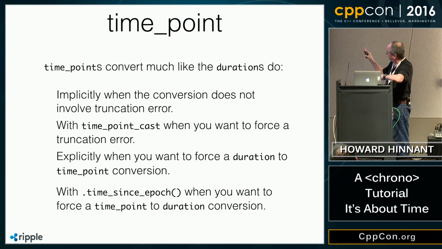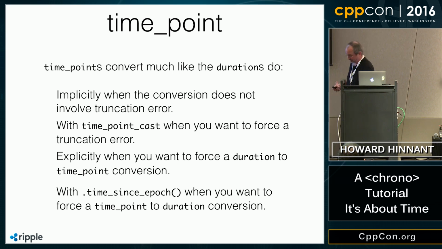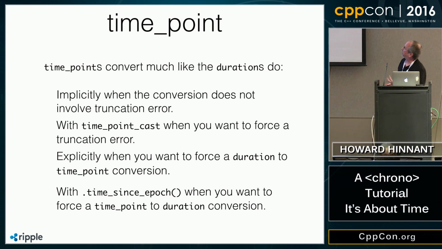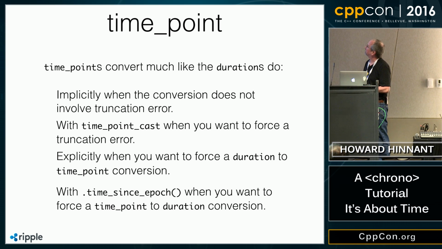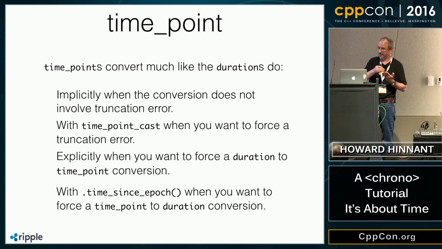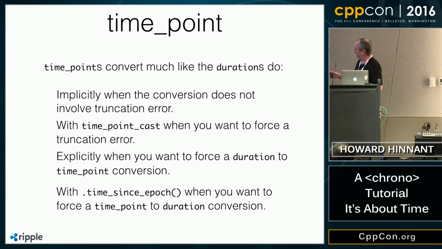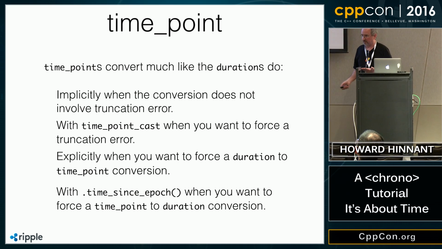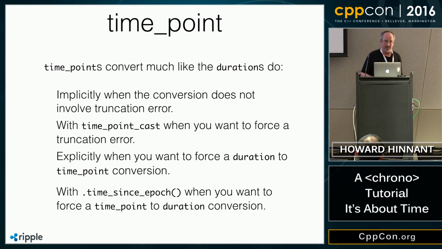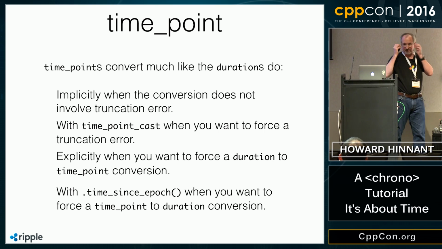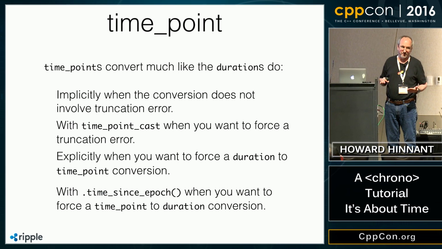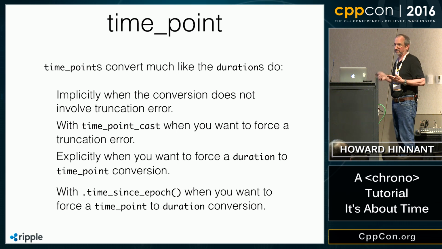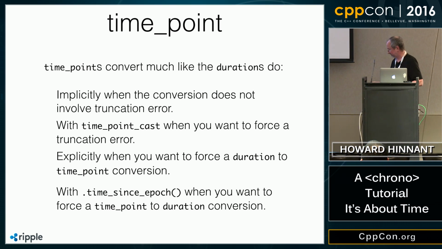Use time point cast when you want to force a truncation error. Use implicit cast as often as you can with the time points. And you can explicitly force a more dangerous conversion from duration to time point with an explicit conversion syntax. Or if you want to go from time point to duration, there's a member function called time since epoch, which just gets the duration back out of the time point. You should view that with the same skepticism that I've talked about with .count. It's a dangerous conversion. You don't usually want to do it, but sometimes it's necessary, and this is how you do it. Just be careful, that's the dangerous part of the library.